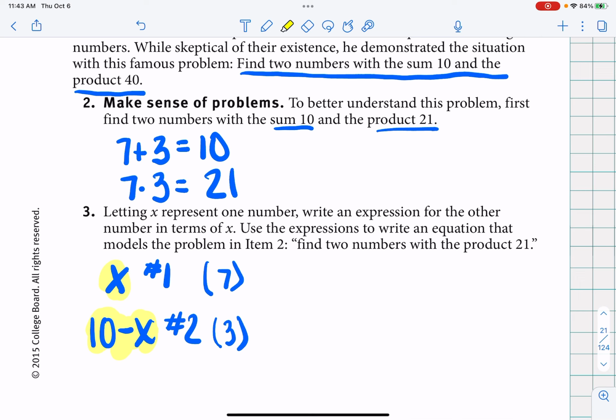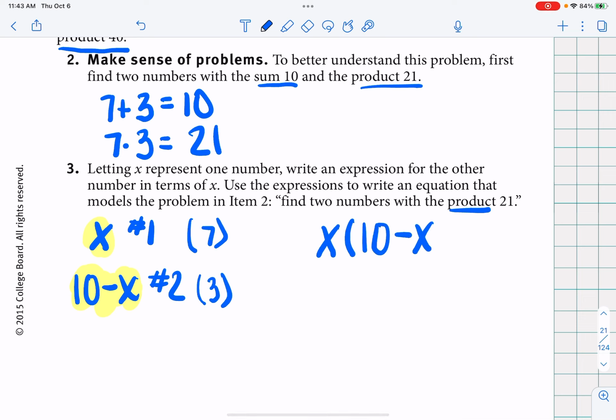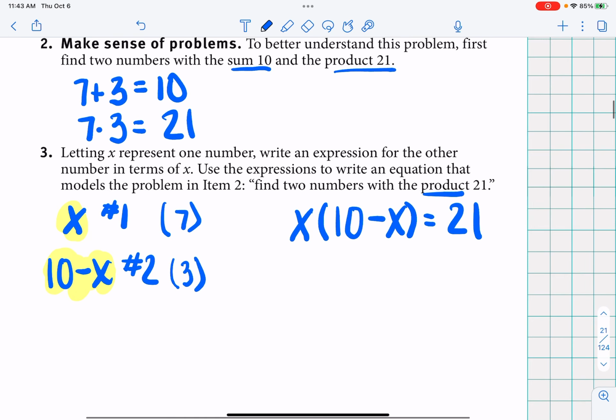So from there, we're going to use those two expressions to write an equation that models the problem in item 2. We want to find two numbers with the product of 21, okay? So starting off with that, the product means these two are going to multiply together. So I would have x times 10 minus x, and the product is 21, okay? Simplifying that, we're going to solve for x.